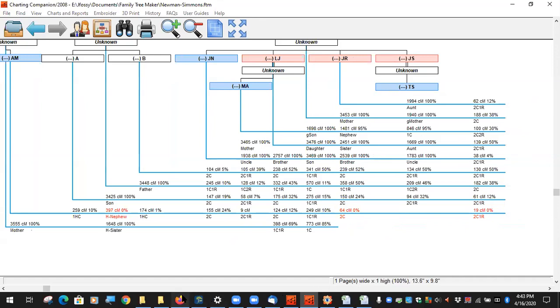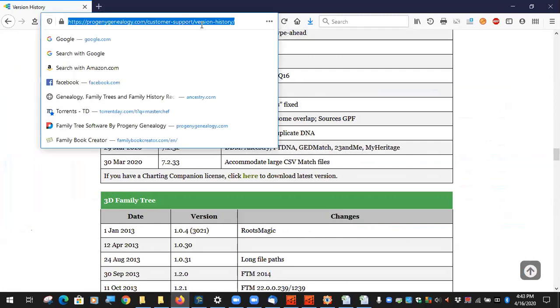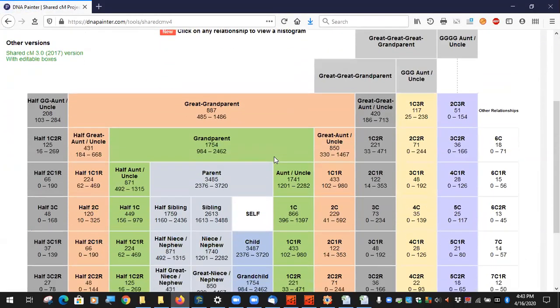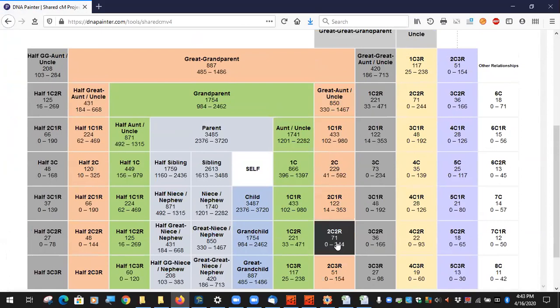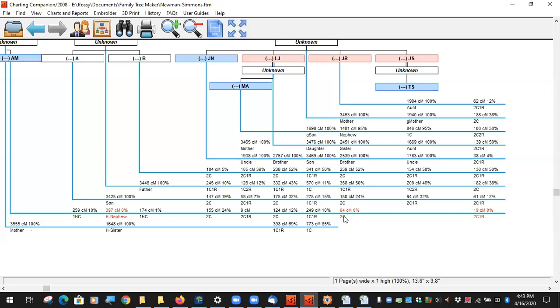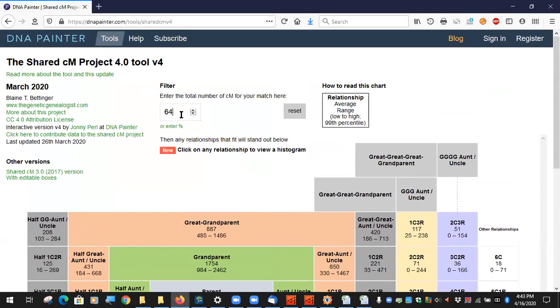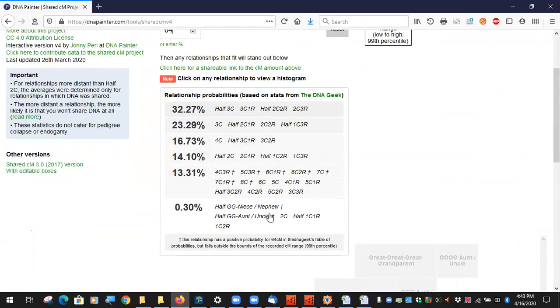If you haven't seen this, the Shared cM Project, this is a nice one to see. So now if we go back here, like for a second cousin at 64 centimorgans, well, 64 is possible, but it's definitely on the low end. And if we type in 64 up here for a second cousin, yeah, it's down to like 0.3%, so it is possible.